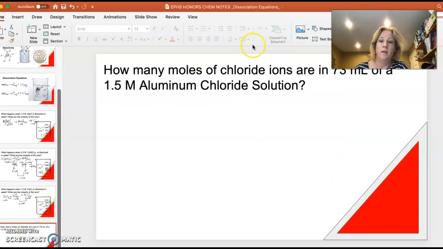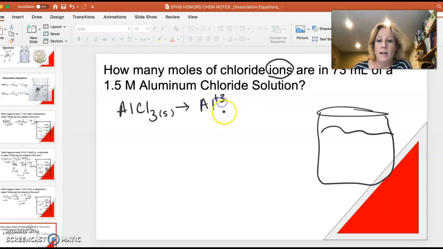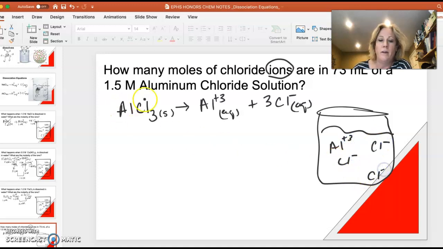One other type of problem here is, we can draw our beaker if we want. We don't have to, but here we have aluminum chloride solution. So again, anytime that we're talking about ions, you're going to want to write that dissociation equation. So aluminum ions, and then you're going to have those 3 chlorides. This is similar to that one we just did with the iron. And again, if you wanted to visualize it, that's what we have. So in this problem, we have 73 milliliters of the solution, and we know that it's 1.5 molar.